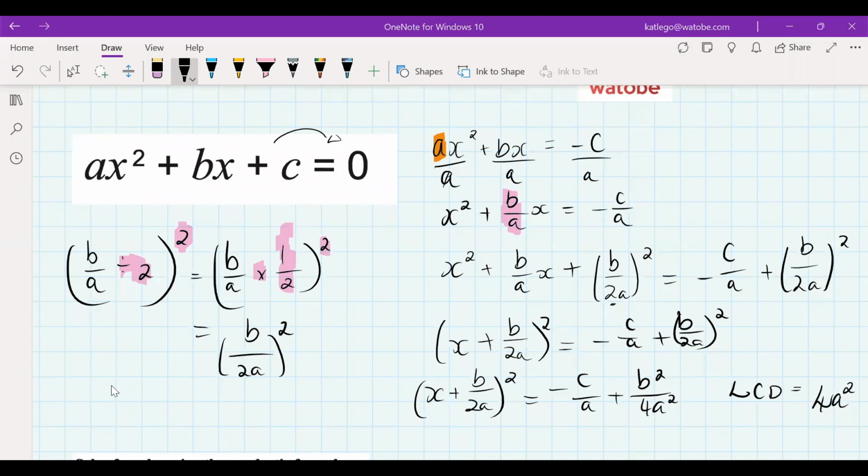Okay, so then you square root, no, first you have to add everything over the LCD. So on the left, we still have x plus b over 2a squared equals, and now you have your LCD. So you have to times here by 4a and times here by 4a. You don't have to change anything with this term because it's already over the LCD, so just keep it the way it is, times 1 over 1. So on your right-hand side, you'll now have negative 4ac plus b squared all over 4a squared. Then you square root both sides and you have our quadratic formula.